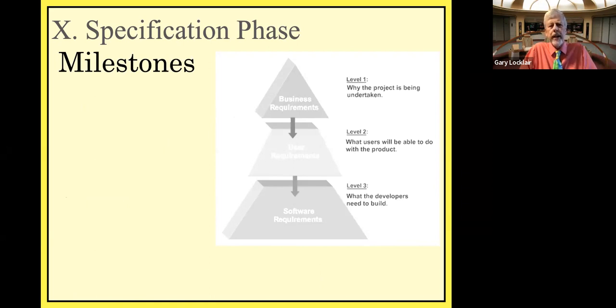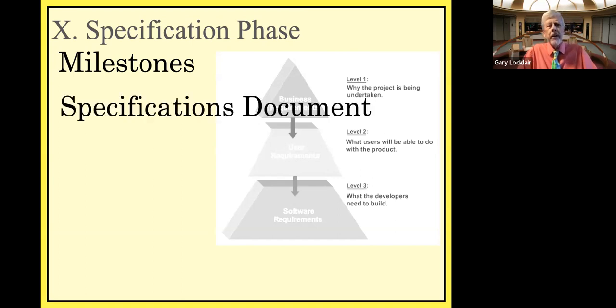There are several milestones in the specifications phase. These milestones help us ensure that we are on track. We're on time. The milestones in the specification phase are, first of all, the specifications document, which clearly and unambiguously lists what a good product looks like and does, and for computer scientists, what are the features and functions.